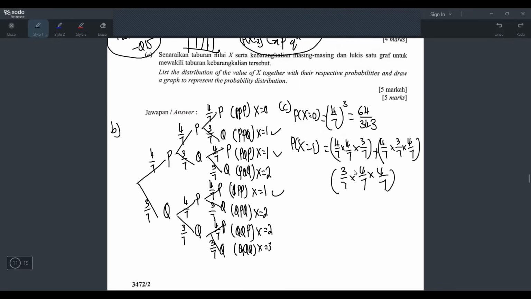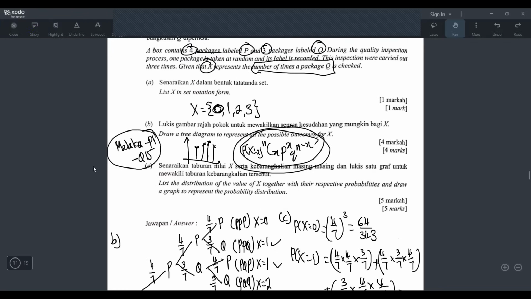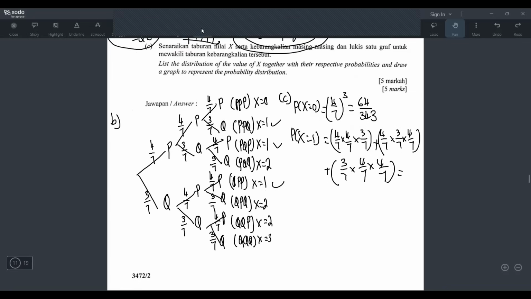And I repeat one more time, if you don't want to do it like this, you can also use this formula to get the answer, right? Okay, let's press calculator. 4 divided 7 times 4 divided 7 times 3 divided 7 plus 4 divided 7 times 3 divided 7 times 4 divided 7 plus 3 divided 7 times 4 divided 7 times 4 divided 7. Okay, my calculator gives me 144 over 343.